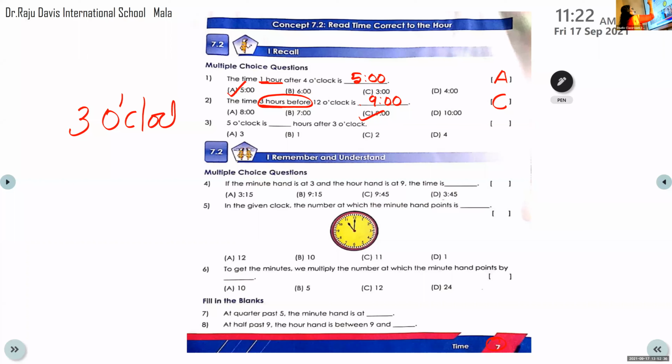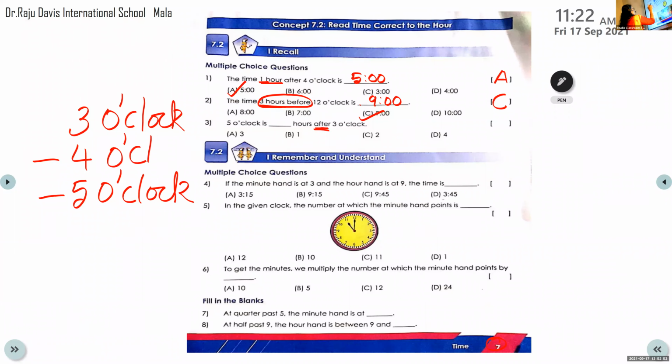It was 3 o'clock. Now it is 5 o'clock. So you have to check how many times you have to move. It is after, so you have to move forward. So how many times you have to move forward for getting 5 o'clock?